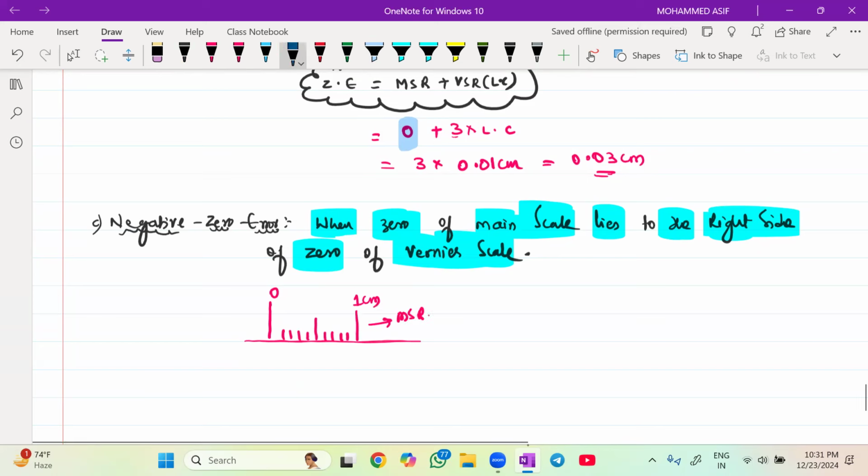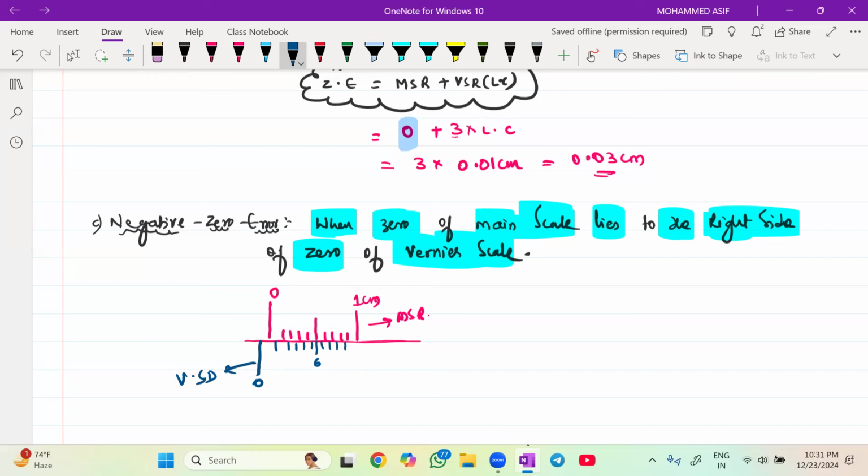What it is telling is, if the zero of the main scale lies to the right of the zero of the Vernier caliper, that means down here is 0. Am I clear? So this one is 0. This one is 1. This one is 2. This is 3. This is 4. This is 5. This one is 6. This one is 7. This one is 8. This one is 9. This one is 10. Like this. Okay. This one is your Vernier scale. Now read the definition.